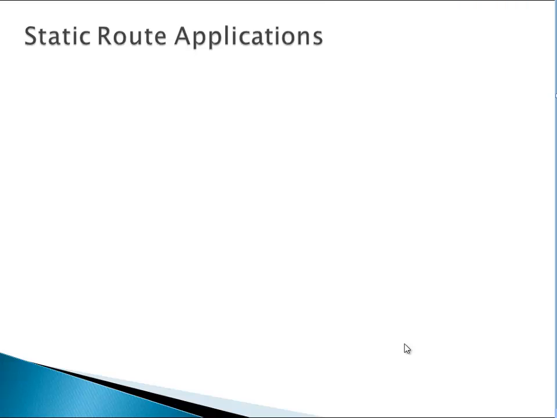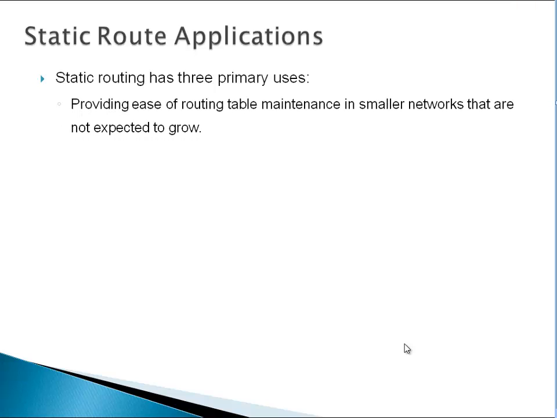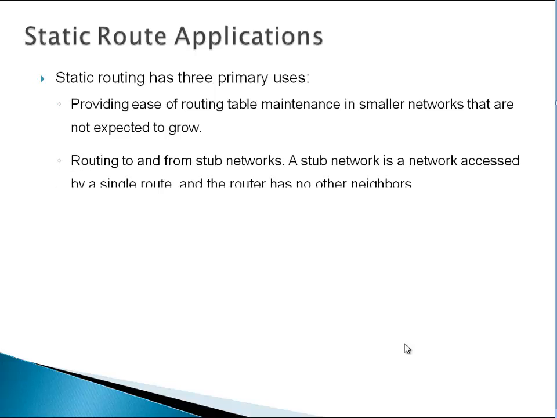Static routing applications. Static routing has three primary uses. First, providing ease of routing table maintenance in small networks that are not expected to grow. If it's a small network like a home network, then it's okay, it's preferred because it's not expected to grow and we don't need to waste CPU cycles on dynamic routing.